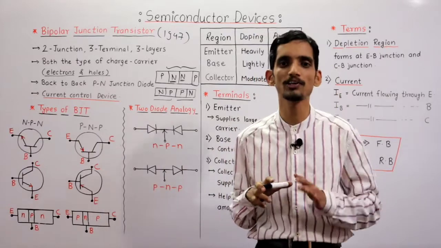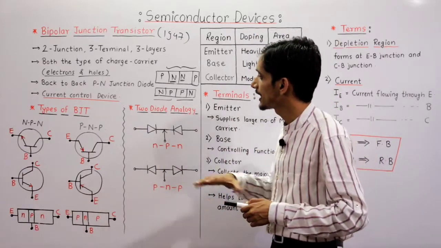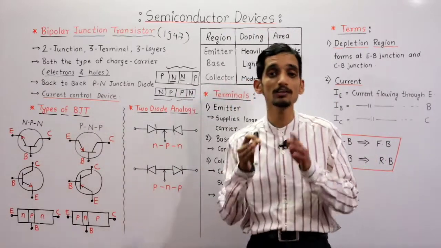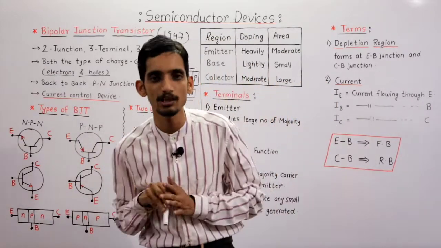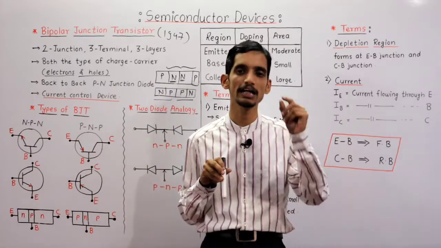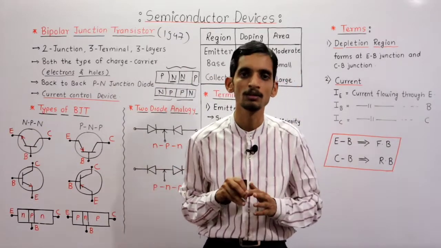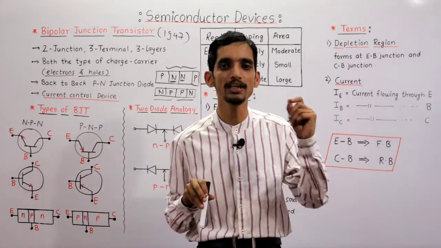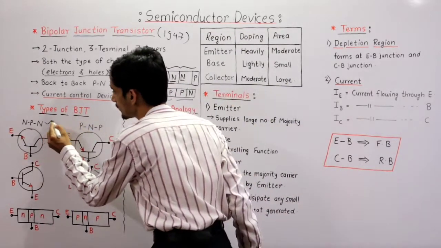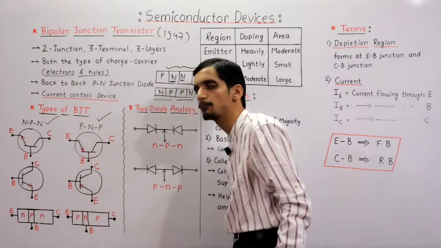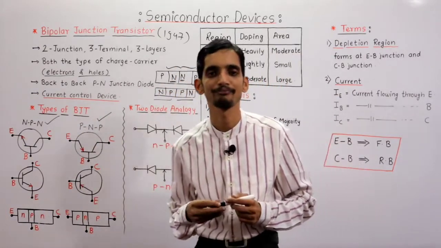Next important point, types of BJT. What are the types of BJT available? Basically there are two types of BJTs available. First one is NPN BJT or NPN bipolar junction transistor, that is this NPN. Second is PNP bipolar junction transistor.